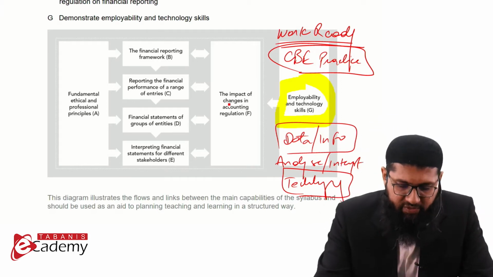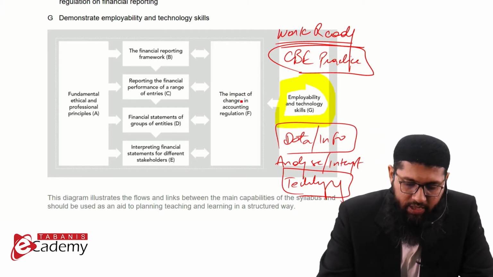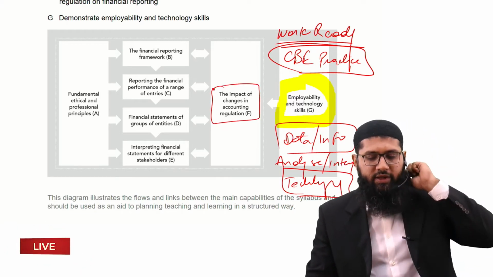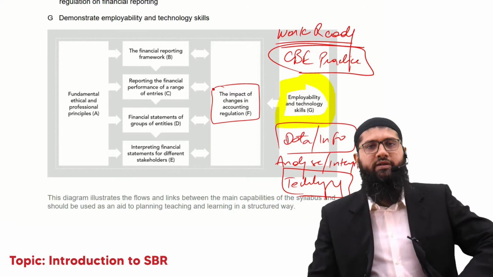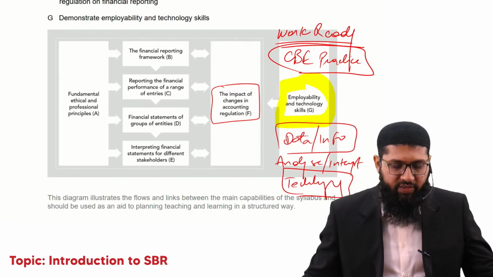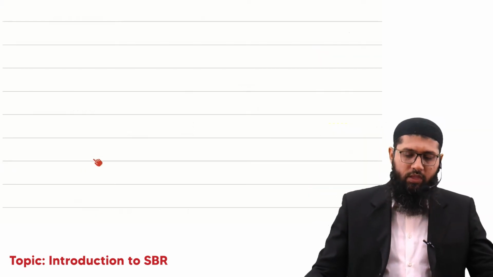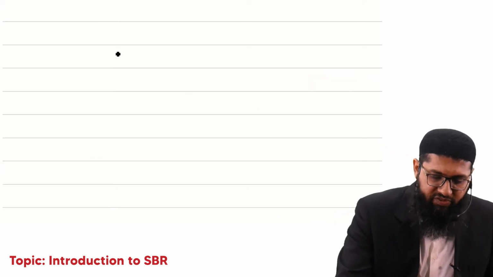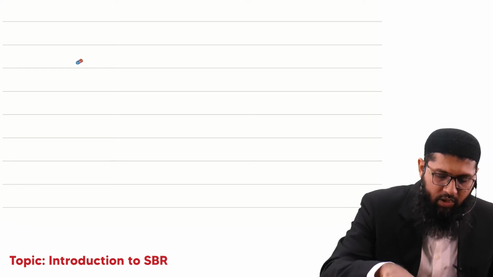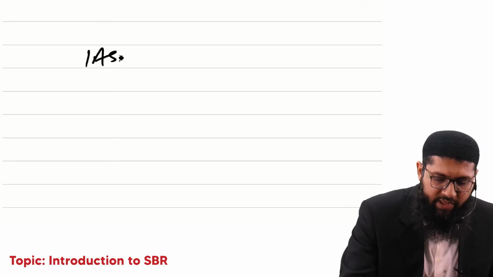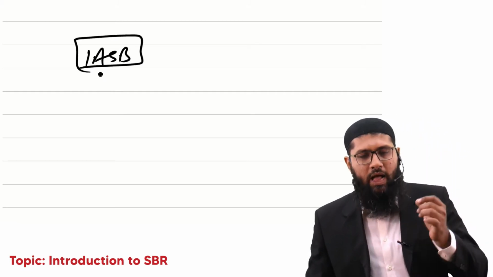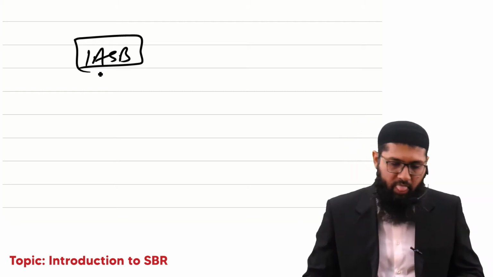The second aspect of the syllabus is that you could see the impact of changes in accounting regulations. Let me guide you about these changes in accounting regulation, and what exactly is meant by this. You would know that there is a body called IASB. What is the name of the body? The name of the body is IASB, the International Accounting Standards Board.